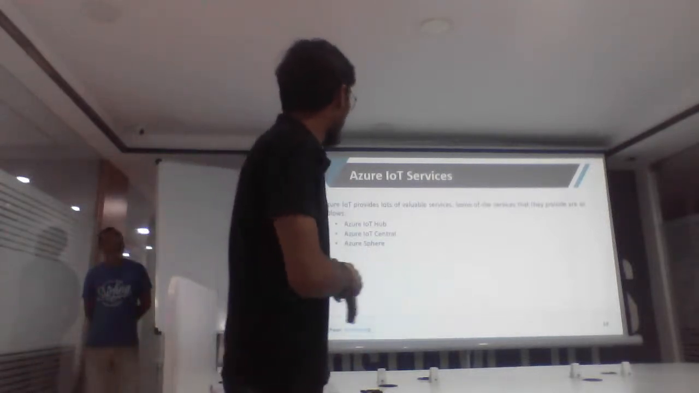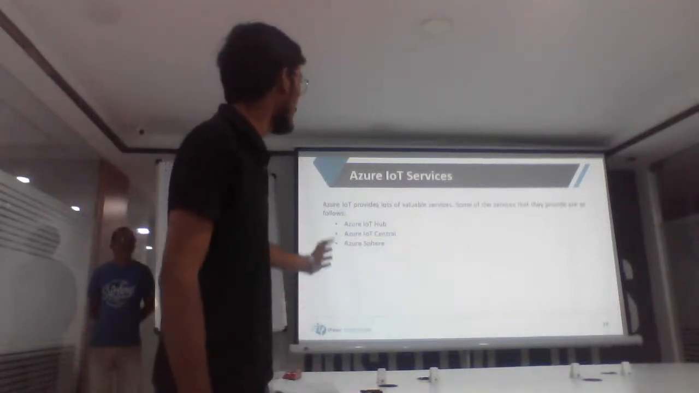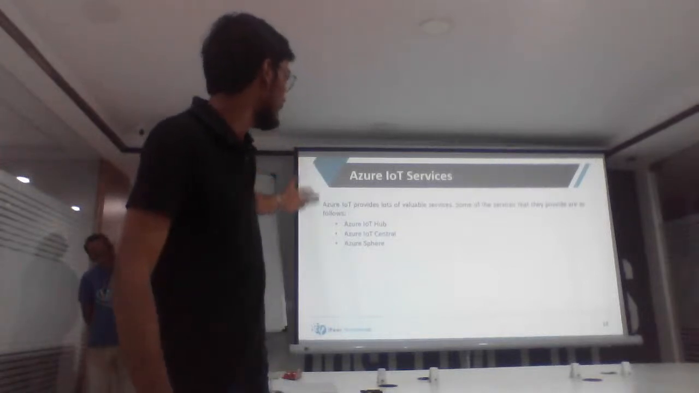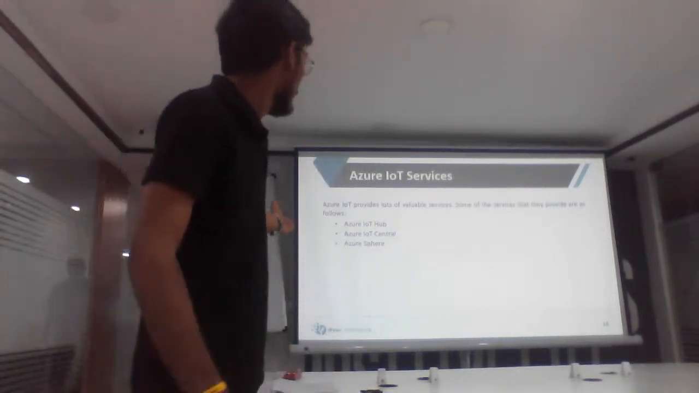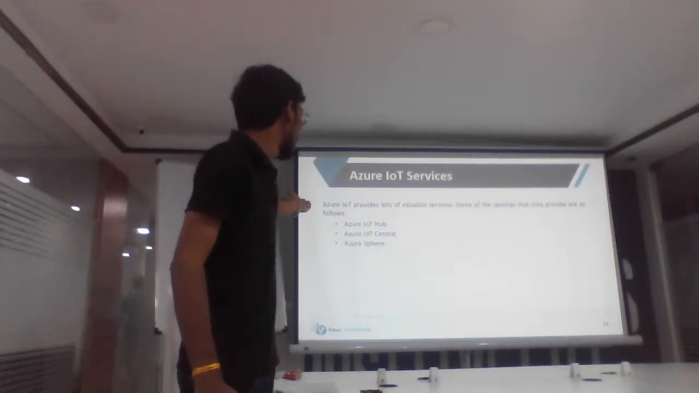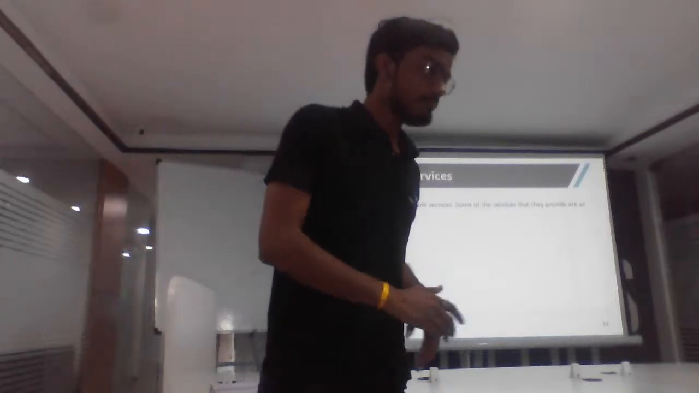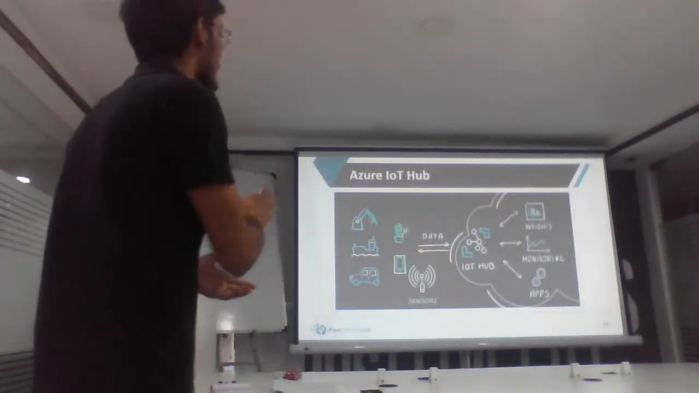Okay. So Azure IoT services are many types of services provided by Azure. We have mainly three services used in IoT devices. First is Azure IoT Hub, then Azure IoT Central, and Azure Sphere. Okay, so first is the Azure IoT Hub.